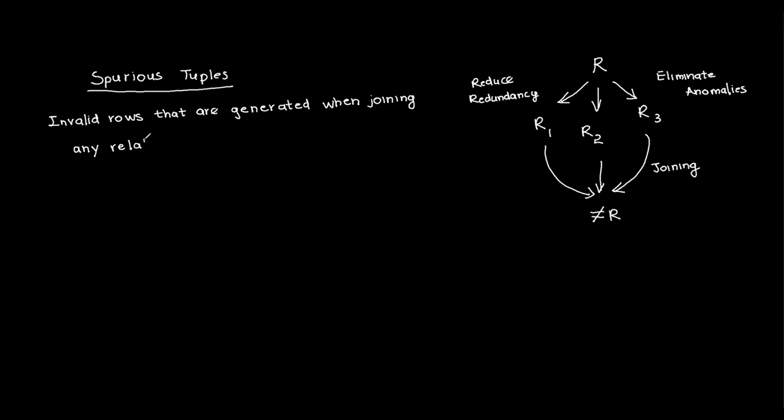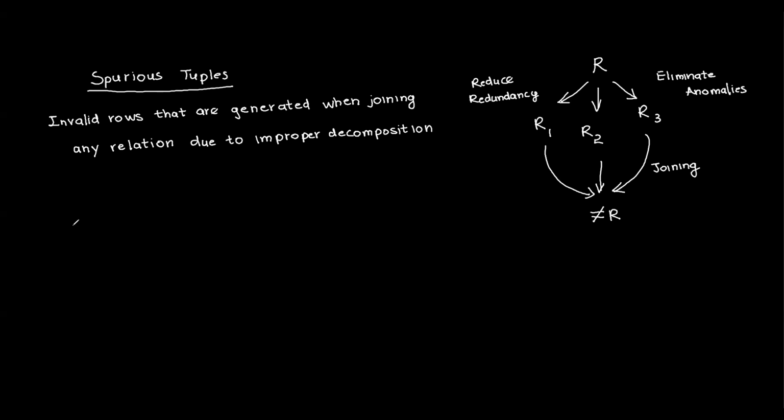And what do you think is the reason for creation of spurious tuples? Well, decomposition is not done properly, due to improper decomposition. If you do the decomposition properly, there won't be any spurious tuples. If you don't decompose properly, if you don't do normalization, then we will be left with spurious tuples in our hands. Well, this is the definition for spurious tuples.